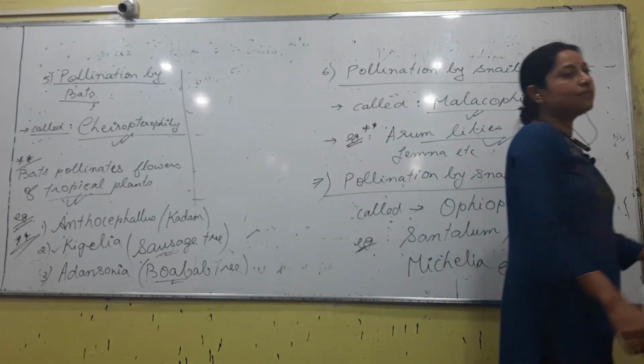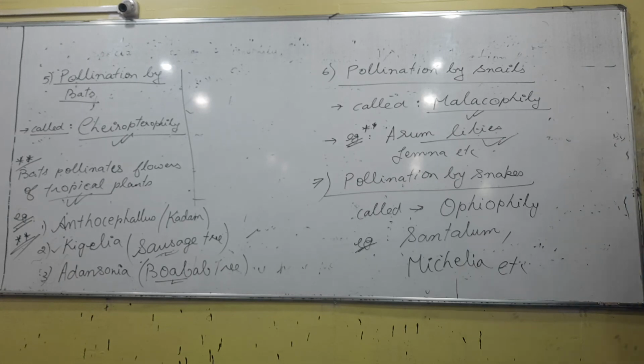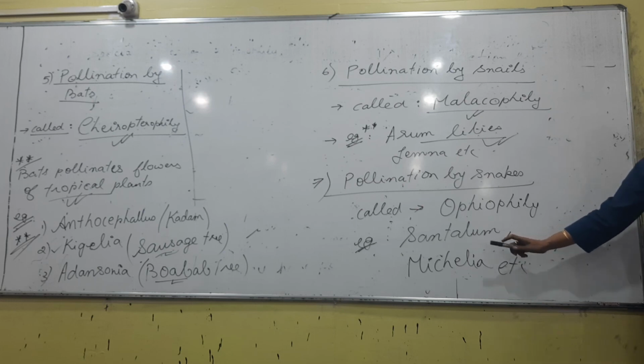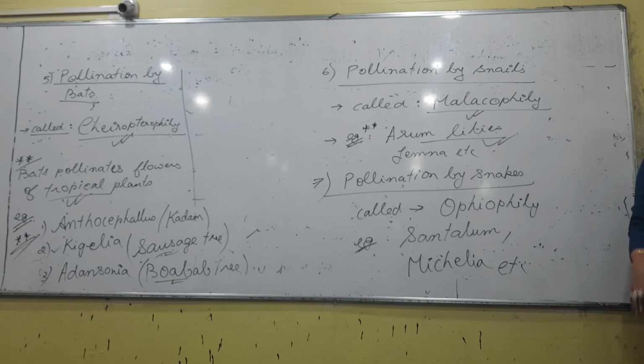Last one is pollination by snakes. We have certain plants where the pollination occurs by snakes. The plants that have flowers with a very strong smell, right? So, Michelia. Next we have Santalum. Santalum flowers are called smell, no, it's the entire plant, no? Sandalwood, right?